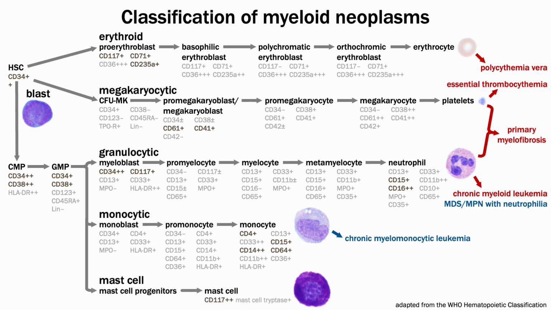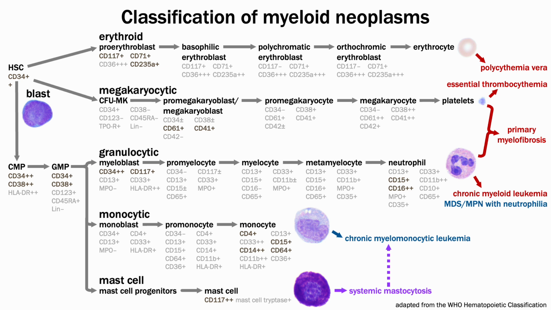c-KIT D816V mutations, which cause neoplastic proliferations of mast cells, result in systemic mastocytosis. One of the interesting things about this disease is that it is frequently associated with proliferations in other arms of hematopoiesis, or AHNMD, associated hematologic non-mast cell disease. And the most common AHNMD is actually CMML.